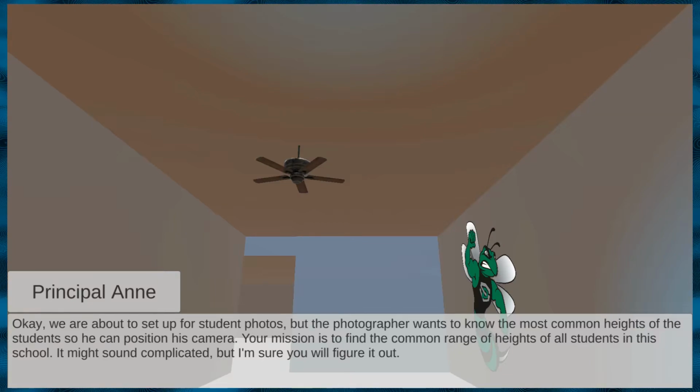HISTOGRAM SP. Great. Okay, we're about to set up for student photos, but the photographer wants to know the most common heights of the students so he can position his camera. Your mission is to find the common range of heights of all students in this school. It might sound complicated, but I'm sure you'll figure it out.